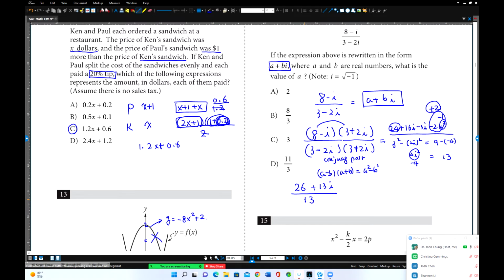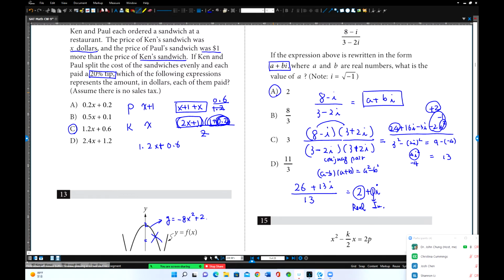Okay, now you can separate. 26 divided by 13 is what? 2. 13i over 13 is what? i. Okay, so what is the value of a? This is the real part, and 1i is the imaginary part, but they're asking you about the value of a, right? The real part is 2.